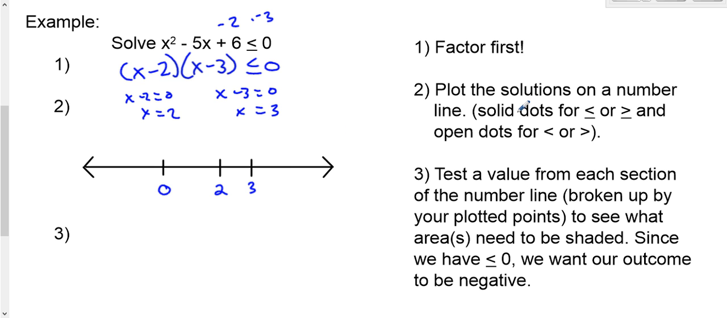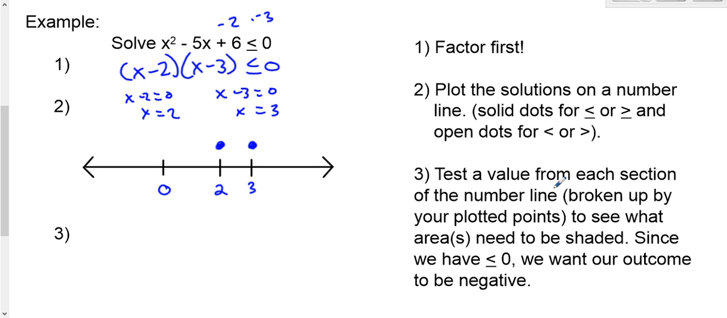Now, we also need to consider whether or not we're going to have solid dots or open dots. Solid dots would be for the inequalities with the line underneath. Open dots would be inequalities without the line. Here, I've got a line under the inequality, so therefore this is going to be a solid dot for both 2 and 3.